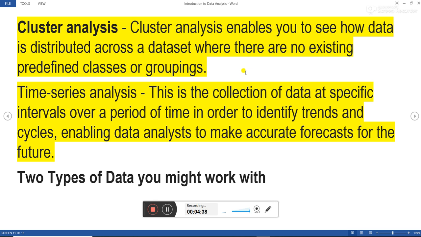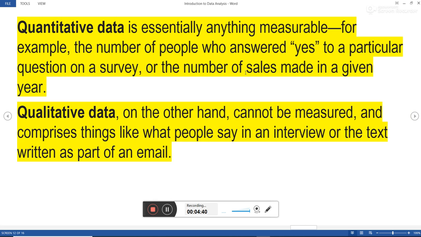So let's look at the two types of data that you might work with. One, quantitative data. This is essentially anything measurable. For example, the number of people who answered yes to a particular question on a survey or the number of sales made in a given year. Qualitative data, on the other hand, cannot be measured and comprises things like what people say in an interview or the text written as part of an email.